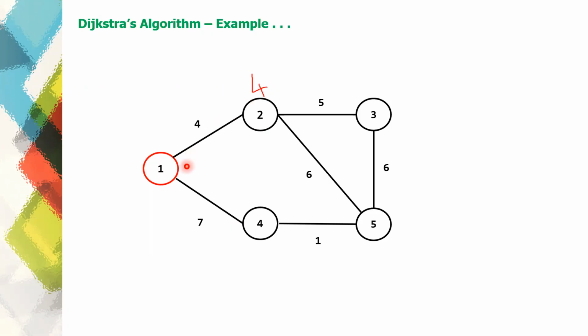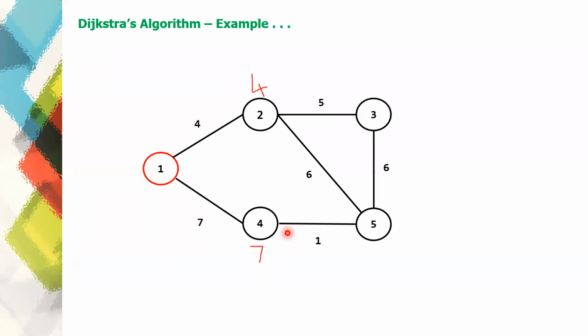There is a direct link connecting vertex 1 to 2, so take this value 4, the weight of the edge. That will be the distance from vertex 1 to vertex 2, which I have represented here. Now check from 1 to 4, there is a direct edge whose weight is 7. So the distance from 1 to 4 is equal to 7.